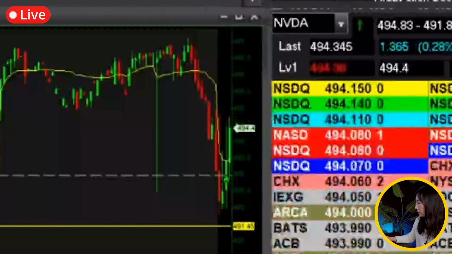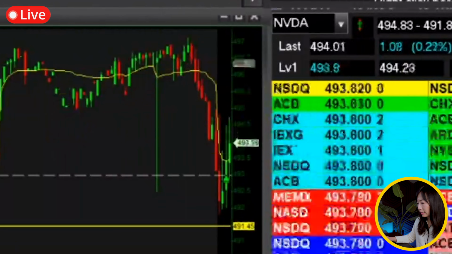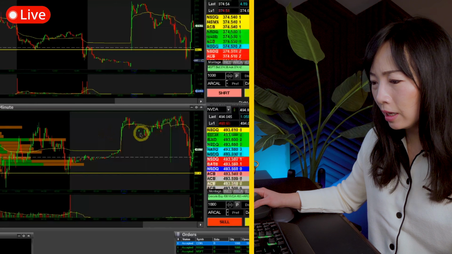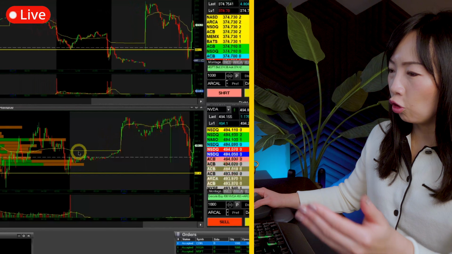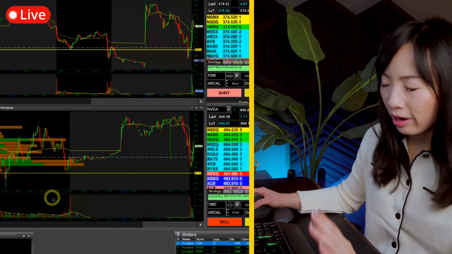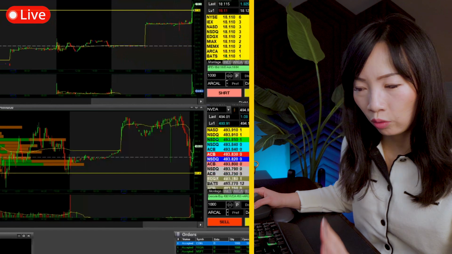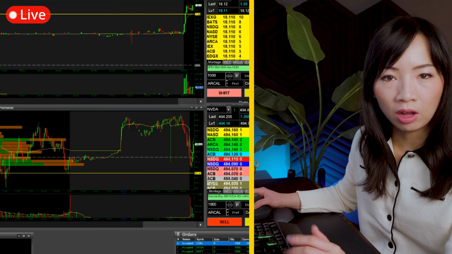You can see we're already bouncing, so that bounce happened way too quickly. 494s, nice little bounce. You can see the opening is very volatile, which is why I treat all my opening trades as like little scalps. I rarely add to my opening trades. I only start adding after about 10 o'clock.